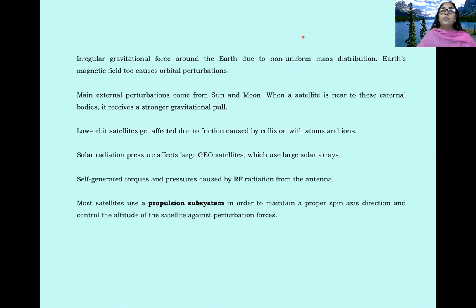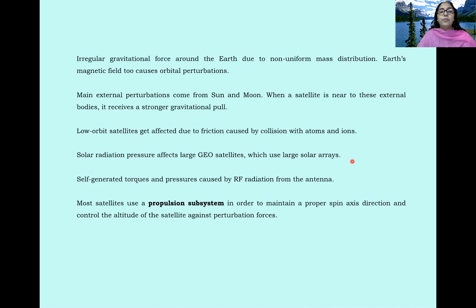Now, the irregular gravitational force around the earth due to nonuniform distribution of mass can cause orbital perturbation. Main external perturbations come from sun and moon. When a satellite is near to these external bodies, it receives stronger gravitational pull. Low orbit satellites get affected due to friction caused by collision with atoms and ions. Solar radiation pressure affects large GEO satellites which use large solar arrays. Self-generated torque and pressures are caused by RF radiation from the antenna.